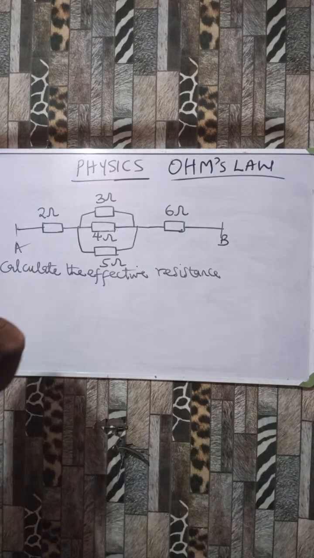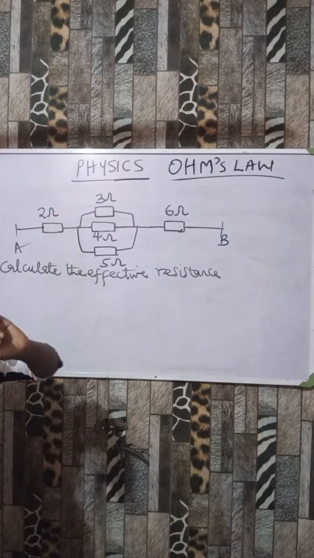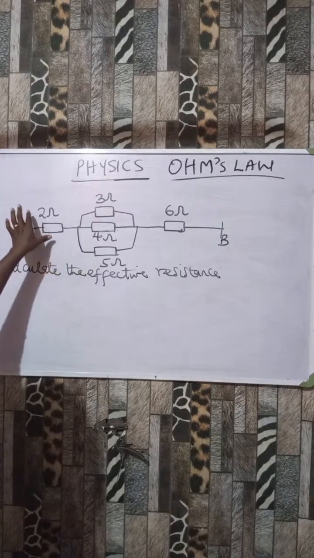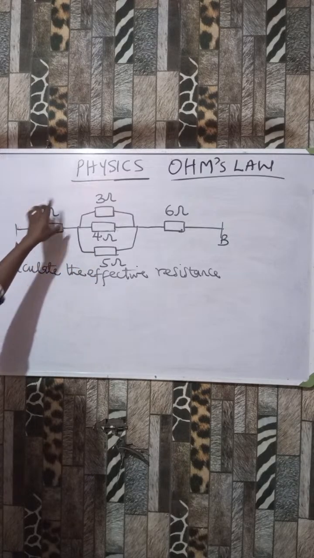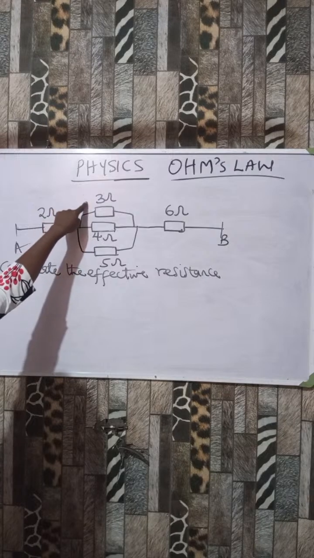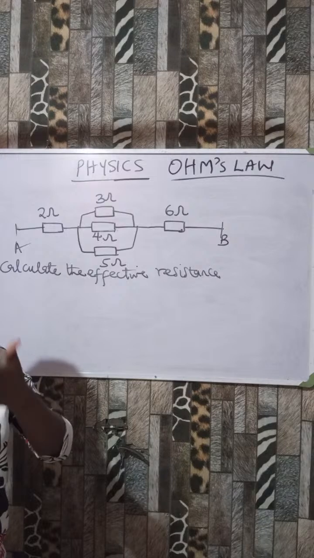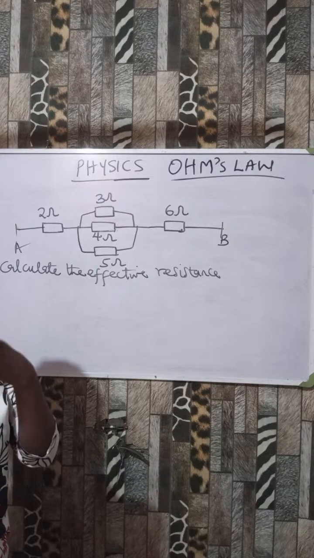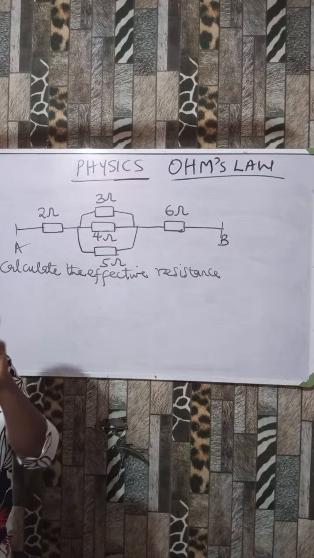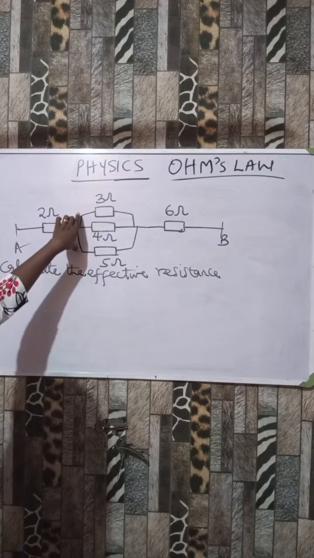Now look up. If we want to calculate the effective resistance from this diagram here, this is 2 ohm. This is 6 ohm. Sorry, this is 3 ohm, 4 ohm, and 5 ohm. We have 6 ohm. But what you should be interested in finding now, the first thing you must do, is look at these 3 resistors.